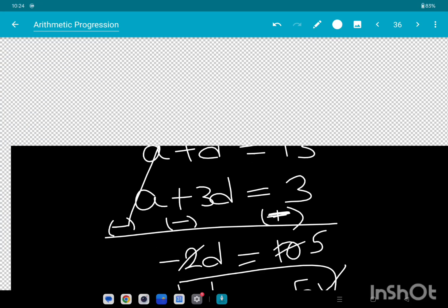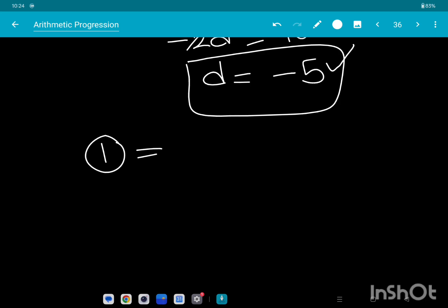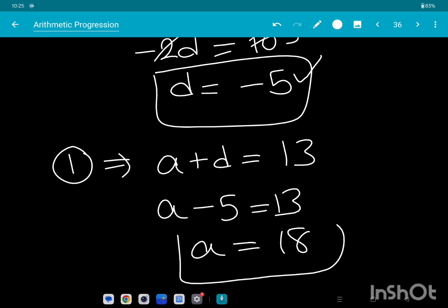If I substitute this minus 5 in equation 1, then I will get the A value. What is equation 1? A plus D is equal to 13. So A minus 5 is equal to 13. So A value is 18. So we find A value is 18 and D value is minus 5. Now it is easy for us to find any one of the terms.